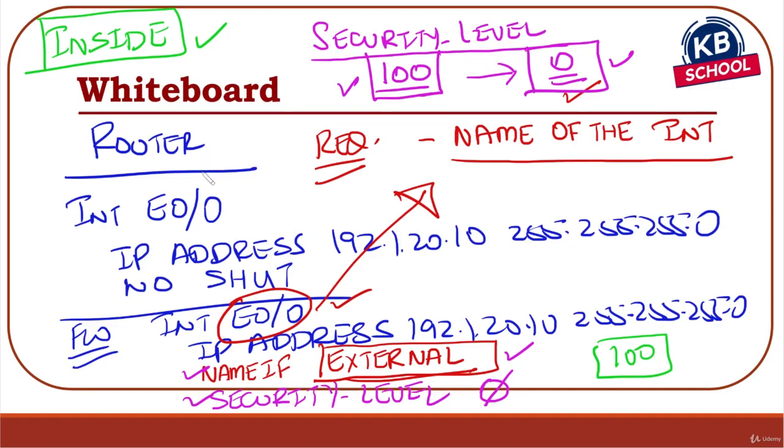Any other name, if the interface does not have a security level, it'll set it to 0. There's no security level by default. This is when you give it a name that it'll set the security level to 0, or 100 in case of inside. Any other name will set it to security level of 0.